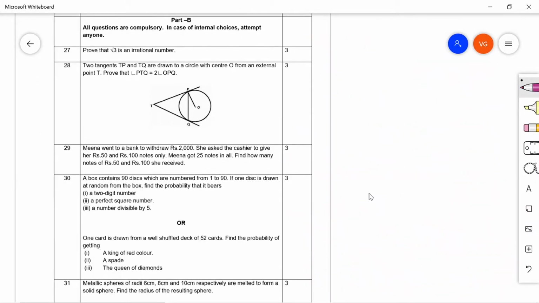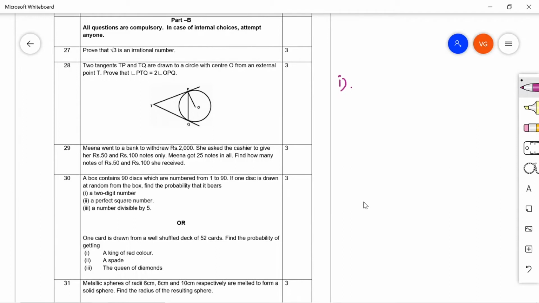Coming to question number 30, you have an internal choice here and both the questions are from probability. Let us see the question. A box contains 90 discs which are numbered from 1 to 90. If one disc is drawn at random from the box, find the probability that it bears a 2-digit number, a perfect square number, and a number divisible by 5. So this is very simple. Let us check the first part.